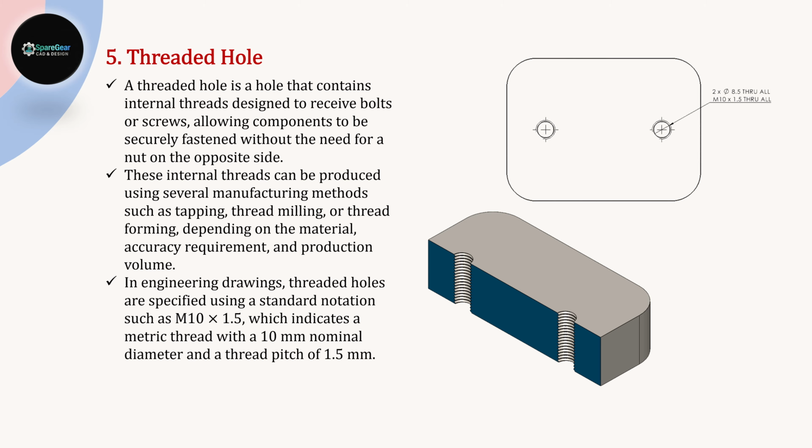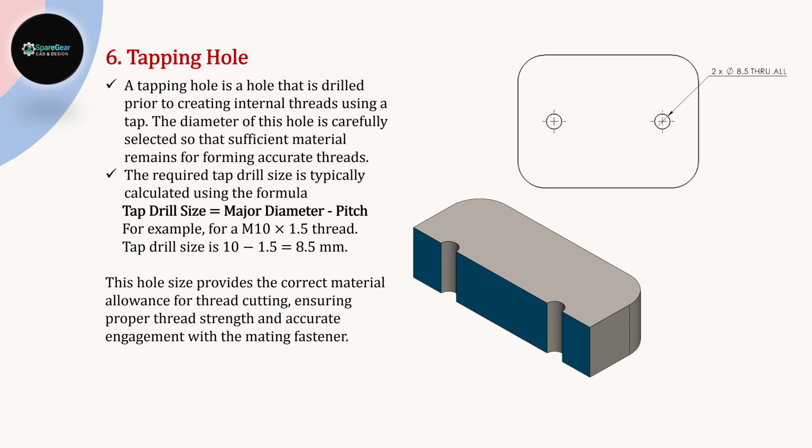Before creating threads, however, the correct hole size must first be drilled. A tapping hole is the hole drilled before performing the tapping operation. The diameter of this hole is known as the tap drill size. The tap drill size can be calculated using the formula major diameter minus pitch. For example, for a thread size of M10 with a pitch of 1.5 millimeters, the tap drill size is approximately 8.5 millimeters. This ensures that enough material remains for the cutting tool to form the internal threads correctly.